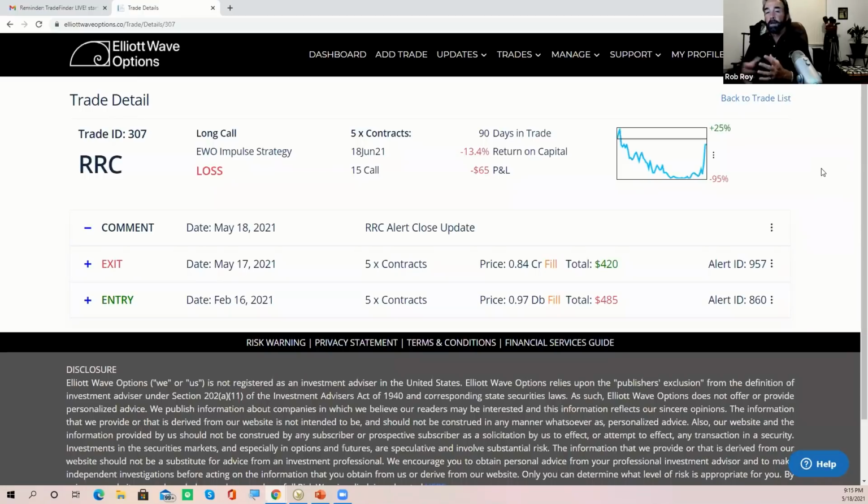Now, we do things a little bit different at Elliott Wave Options. We do not have a system where if you hit a 50% loss, boom, you're out of the trade. We don't follow that. We stay with the pattern. As long as the pattern is there, we stay with it. And as you can see here, this position was at a 95% loss, almost a complete loss.